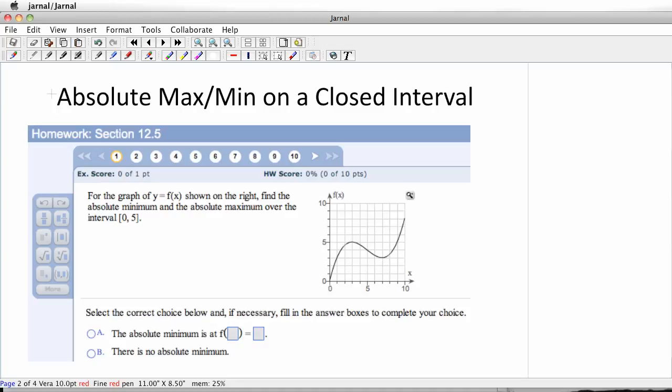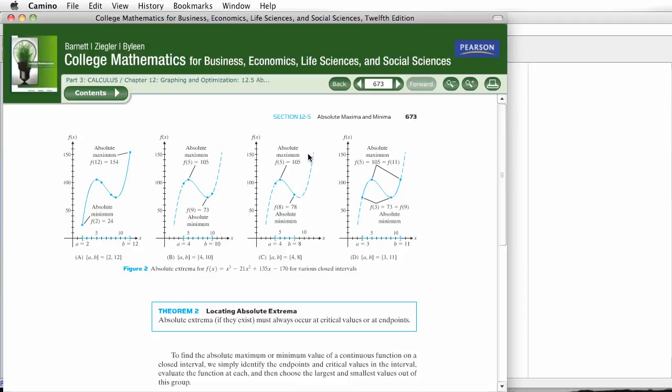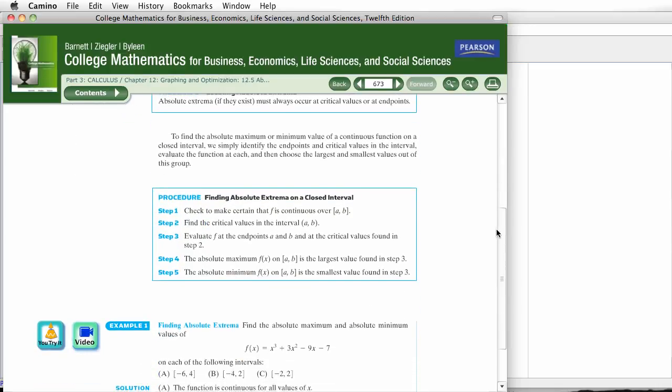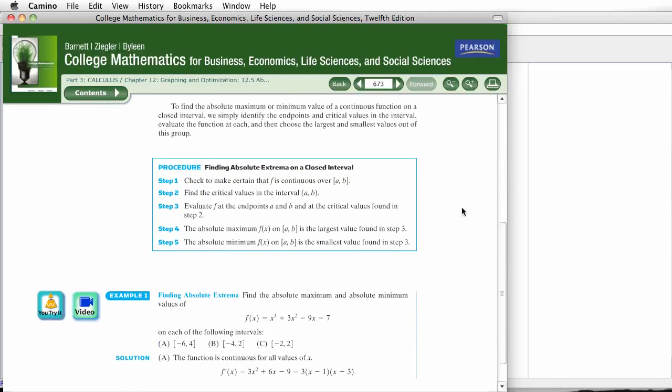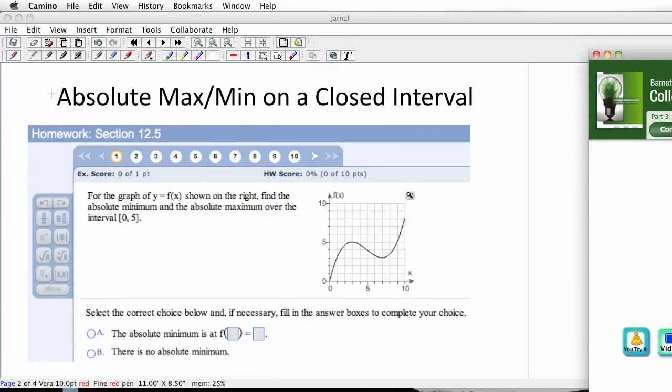If you haven't done this already, it's a good idea to find this page of the book that I'm showing now. This is page 673 on my ebook, and there is a little box here with a procedure for finding absolute extrema on a closed interval. Extrema just means maximum or minimum: the largest y-coordinate and the smallest y-coordinate over a closed interval. This is a nice thing to print out. It's the procedure that I'll use, and I'll refer to steps 1 through 5 as if we're looking at this, even though I'll put it off the screen while I'm working on the problem.